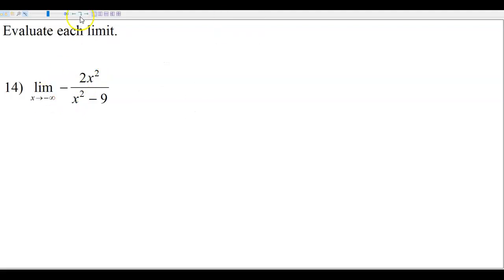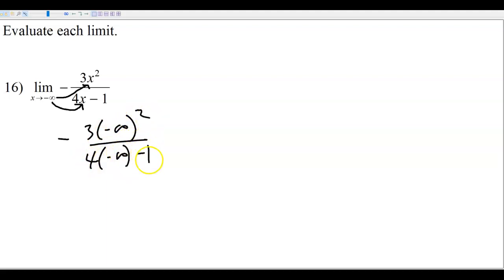All right, let's go ahead and take a look at number 16. Now, in this case, this is one where you have a power that's bigger on the top than on the bottom. And in that case, you are stuck with L'Hopital. So first of all, if you tried plugging in infinity, let's work this out a little bit. Let's just do some direct substitution with infinity. If I do that, I get negative and then 3 times negative infinity squared over 4 times negative infinity minus 1. Now, I'm going to simplify this.